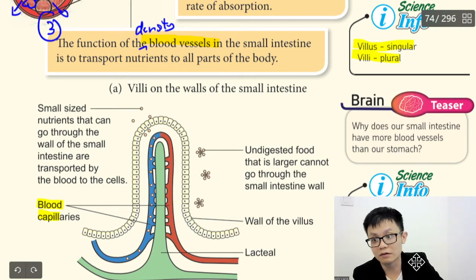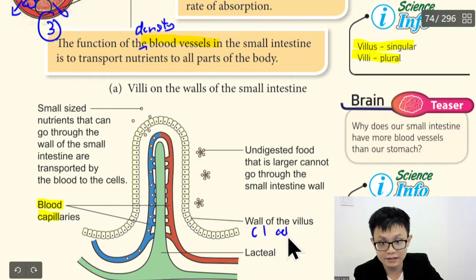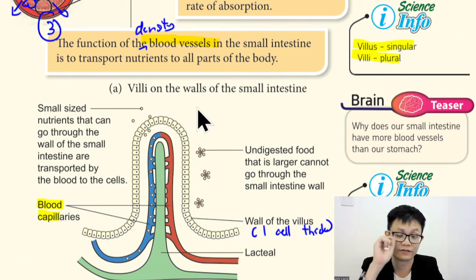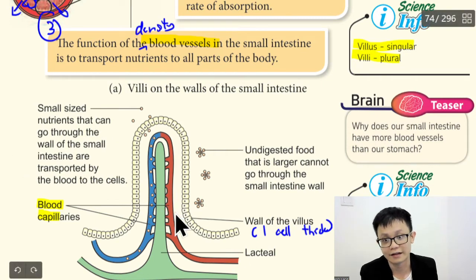Yeah, the wall. If I can draw it, I'll just say one cell thick. Clear or not? You see only one cell. Very thin, thin until you can see through, like a glass.